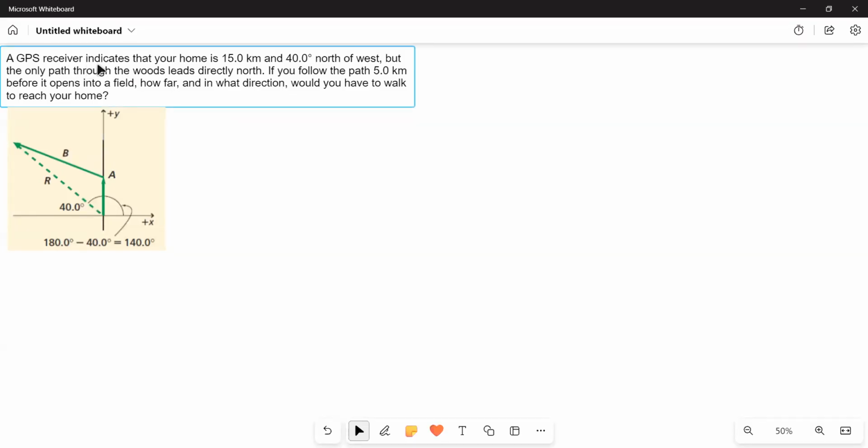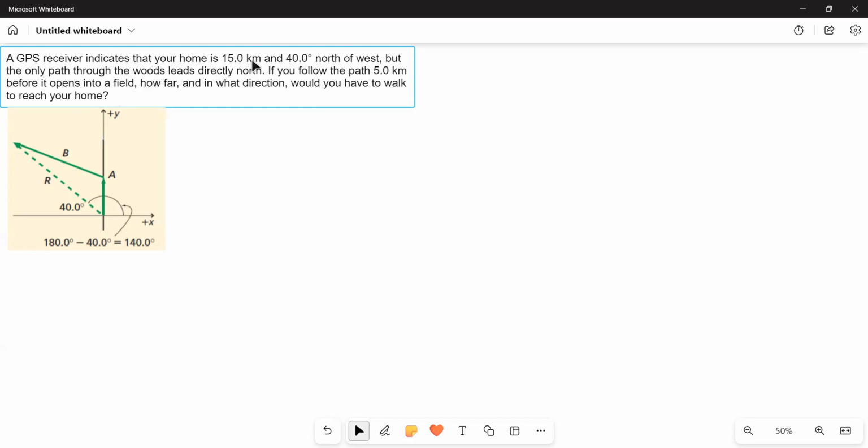A GPS receiver indicates that your home is 15 kilometers and 40 degrees north of west, but the only path through the woods leads directly north. If you follow the path 5 kilometers before it opens into a field, how far and in what direction would you have to walk to reach your home?